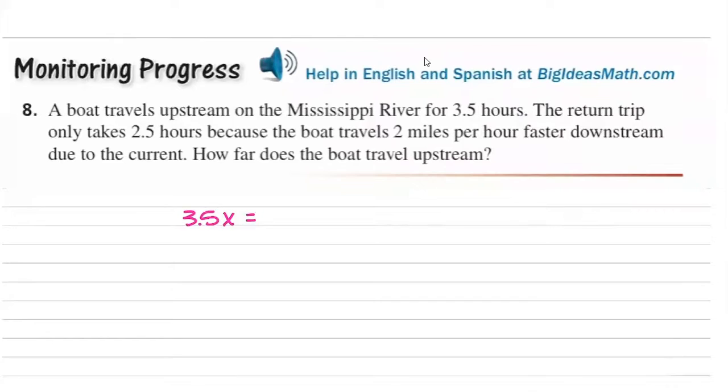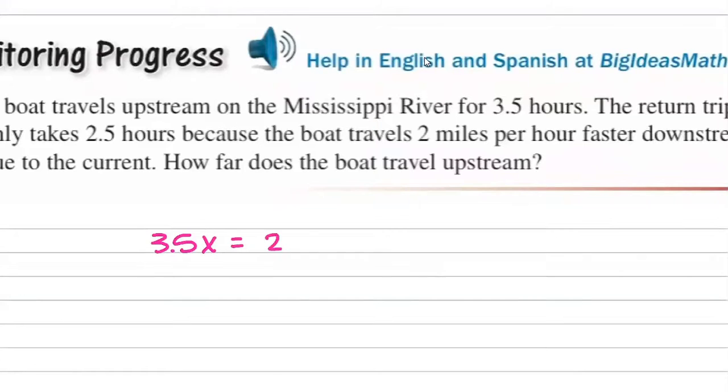It's going to be the same distance that it takes to do the 2.5 hours times the 2 miles per hour faster. So that's x plus 2. So that's 2.5 times x plus 2. From here, we just distribute the 2.5, and we get 3.5x is equal to 2.5x plus 5. I'm going to solve for x.